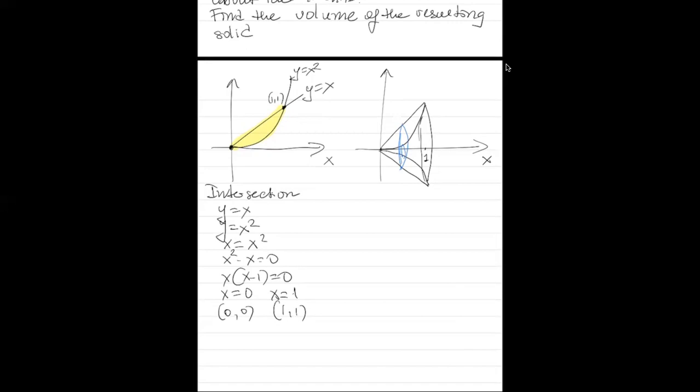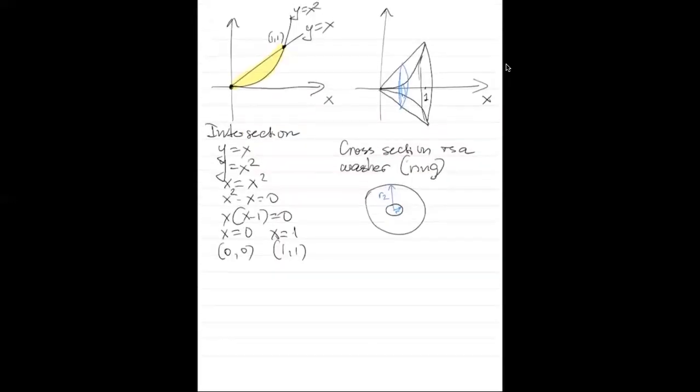Our cross section in this case is a washer or a ring. So a washer or a ring looks like this. It has an inner radius and an outer radius. So it has the inner radius, which is small, and the outer radius, which is big. Let's call the inner one R1 and the outer one R2. So our washer has inner radius R1, which is equal to what? That's what we need to determine.